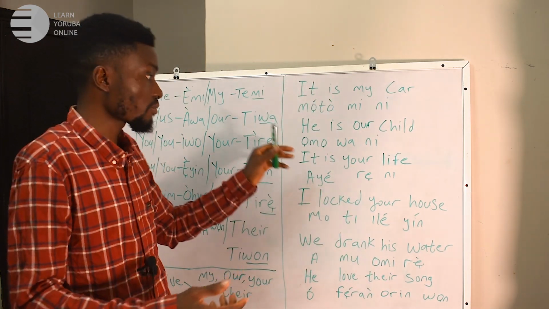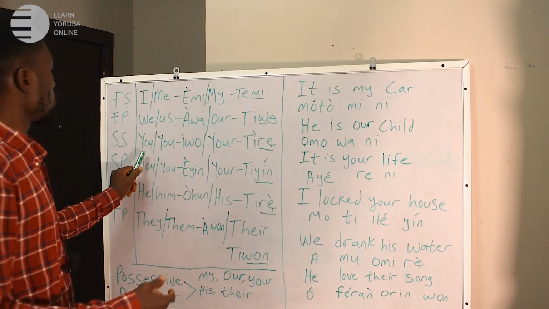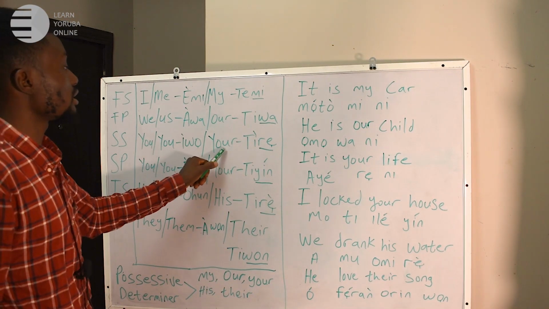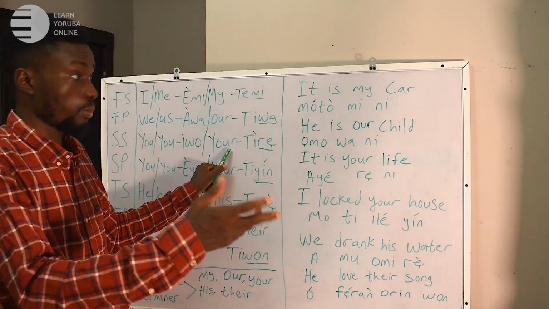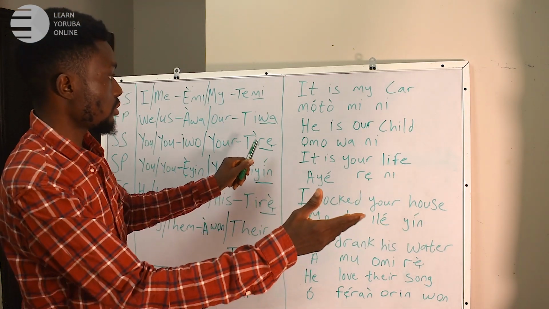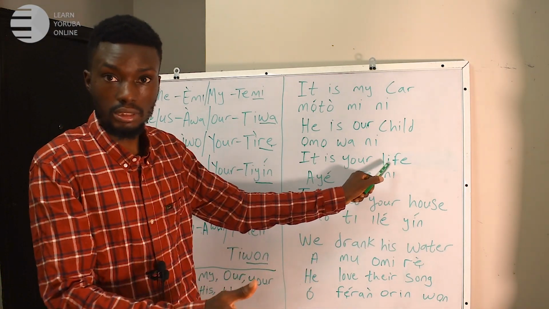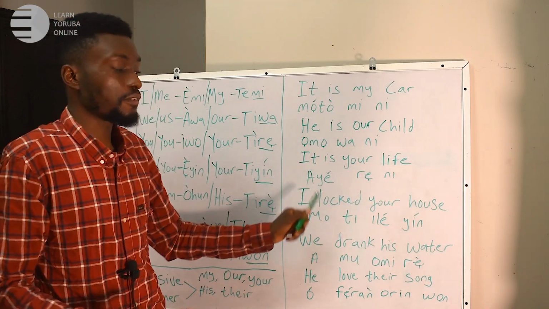But I don't have the example here. So now we have the third one, you. Second person singular. It is your. When you want to use your to show possession, maybe your house, what do I use? It is your life. Yeah, it is your life. Life in Yoruba is ayé.